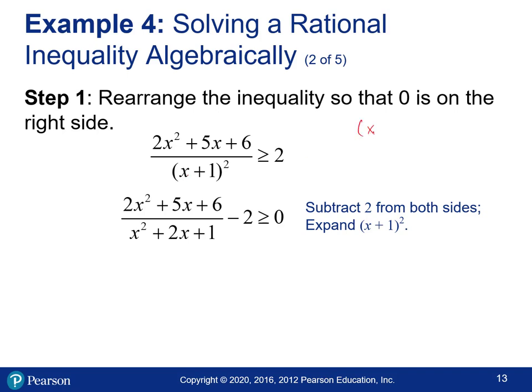So real quick, if you want to see that, you would just say x plus 1 times itself, and then you would FOIL that out. So first times first, outer times outer, inner times inner, and last times last. That's where x squared plus 2x plus 1 came from.